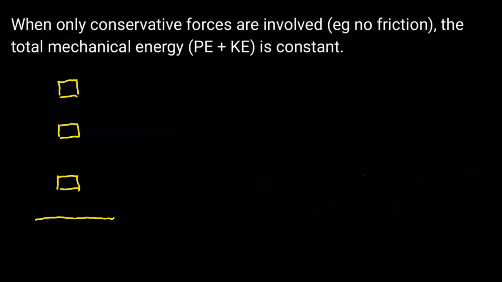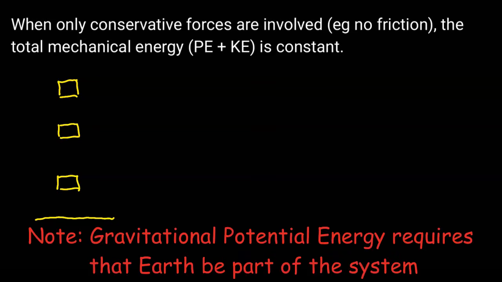When only conservative forces are involved, such as gravitational forces, and there are no non-conservative forces like friction, the total mechanical energy is constant. When we say mechanical energy, that refers to potential and kinetic energy. So, for example, this box is falling to the ground. The total amount of mechanical energy is going to stay the same, but the potential and kinetic energy are changing.